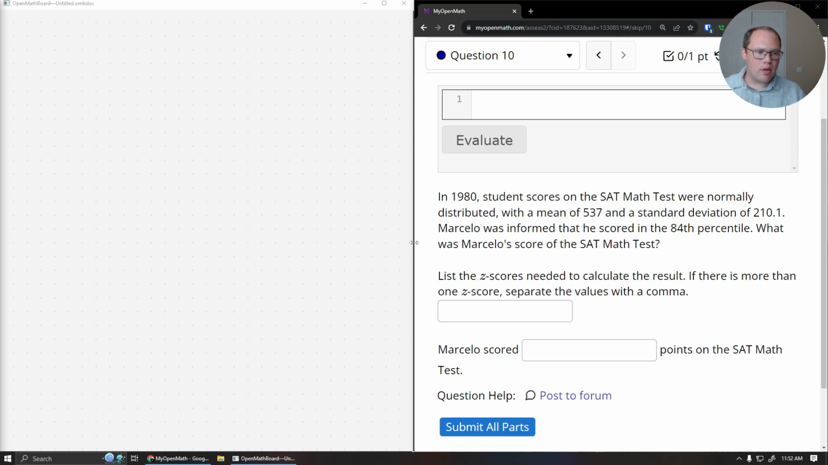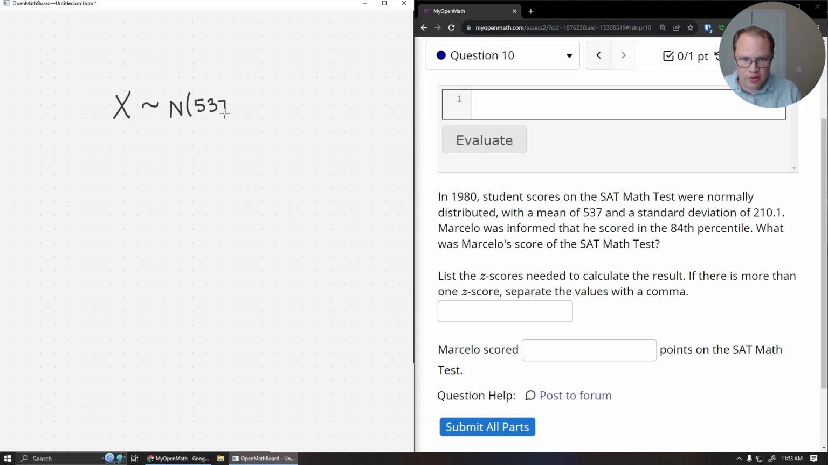Okay, so we have all the information we need here. We are told that we are dealing with a normal distribution. The scores for this SAT test are normally distributed. The mean is 537. The standard deviation is 210.1.